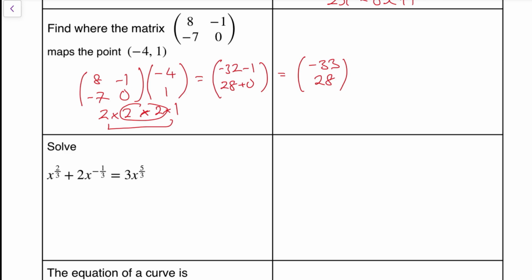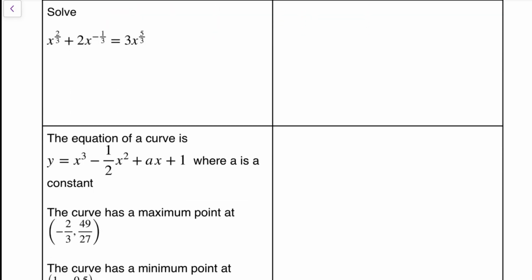Question done. Almost, because this is a vector. Technically it's a column vector, so I'm going to write my final answer as a coordinate, which is going to be minus 33, 28. And I think now I am done. Next question.